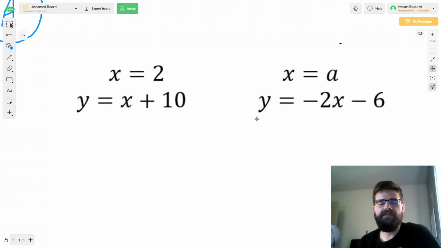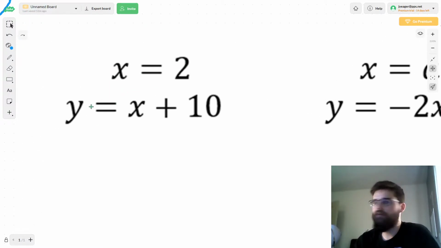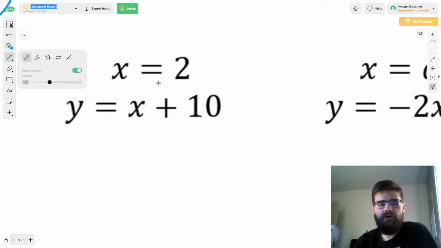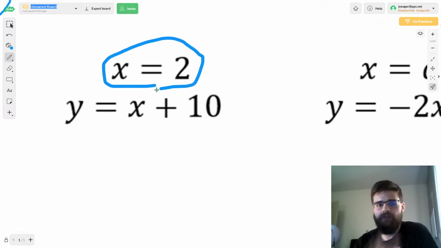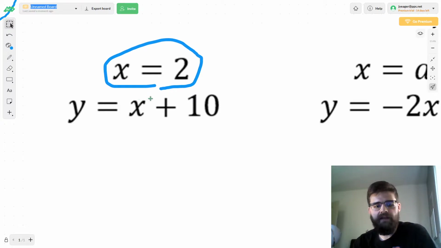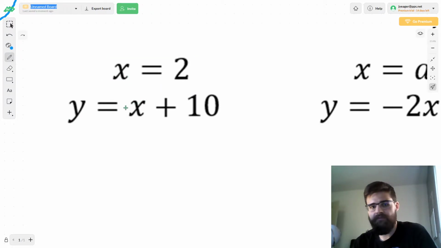Basically, the idea is that if we know that two things are equal, then we can interchange them whenever we want. So in this example here, we have these two equations in the system, x equals 2 and y equals x plus 10. So right off the bat, with this pretty simple example, we know that x and 2 are the same thing, meaning that anytime I see an x, for example in this equation, I can replace it, or I can substitute it with a 2.